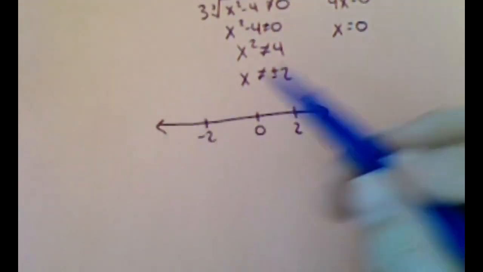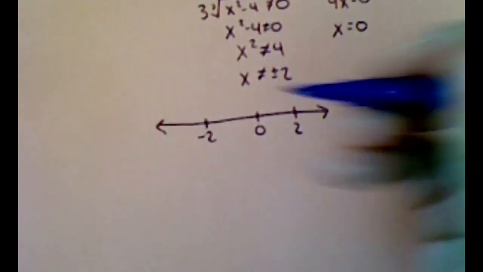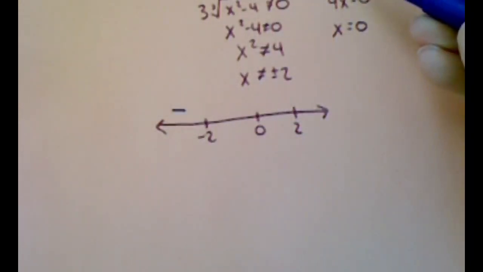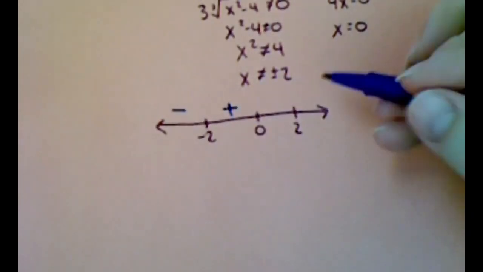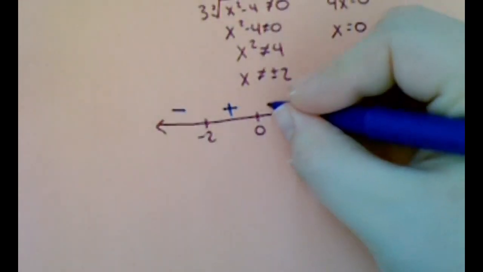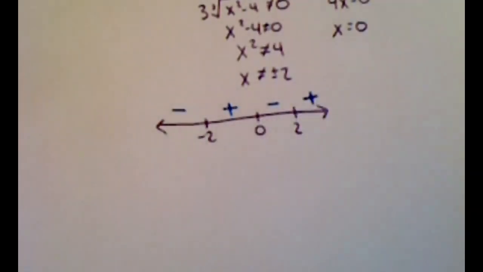Let's try negative 3. I get a negative in the numerator, negative 12, over, let's see, negative 3 squared is 9, minus 4 is positive 5, so the denominator is positive. Negative divided by positive is negative. Let's try negative 1. I get a negative in the numerator and a negative in the denominator, which means a positive. Let's try positive 1. Positive in the numerator, negative in the denominator, which means it's negative, and positive 3 is positive over positive, which is positive.